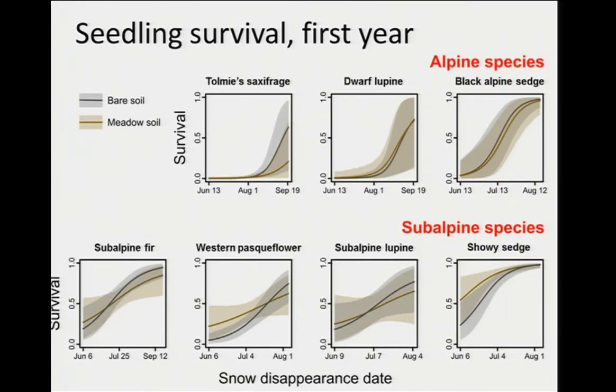So if we look at the rest of the focal species, we see this same general pattern for first-year seedlings. Survival tends to decline with earlier snow disappearance, and soil doesn't seem to have much of an influence.